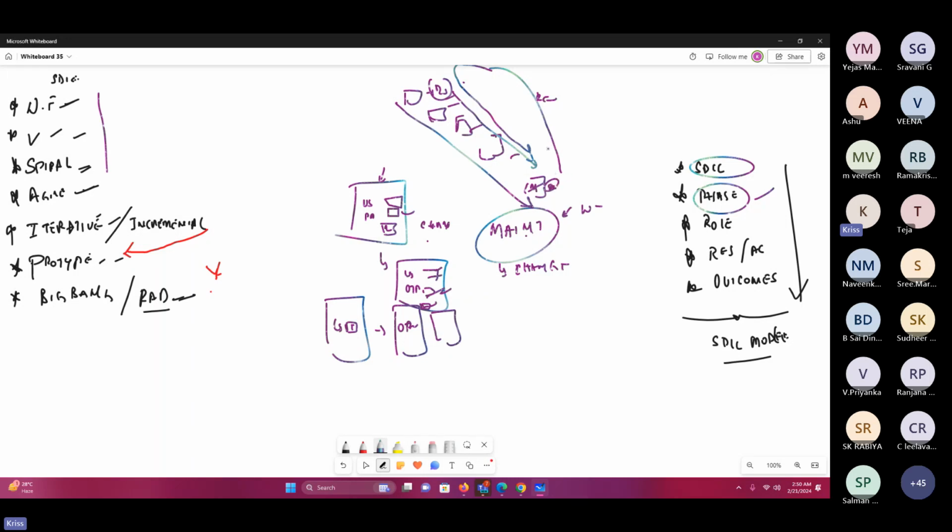SDLC model means that once again I get a requirement, and it goes through requirement analysis, designing, changes, testing, and release to the market. Once again I have a new change, and it follows the same approach. This is the standard process that needs to be followed. Okay, sir, got it now. Thank you so much. Fine. Any other questions?